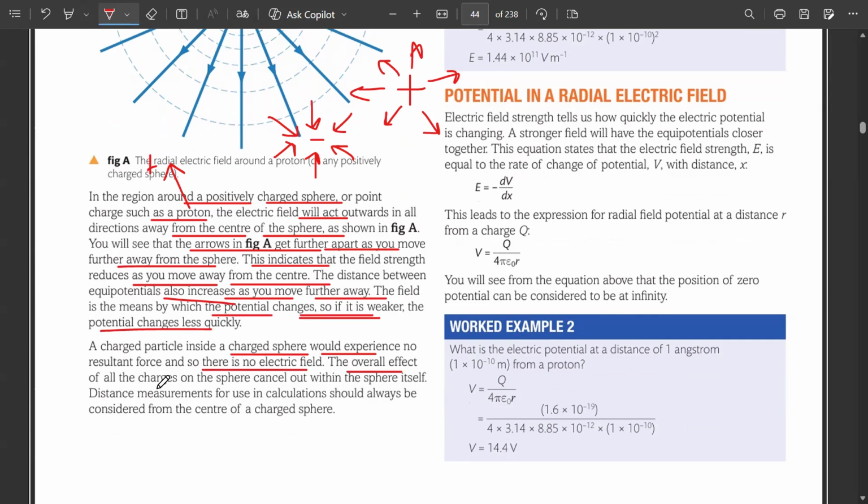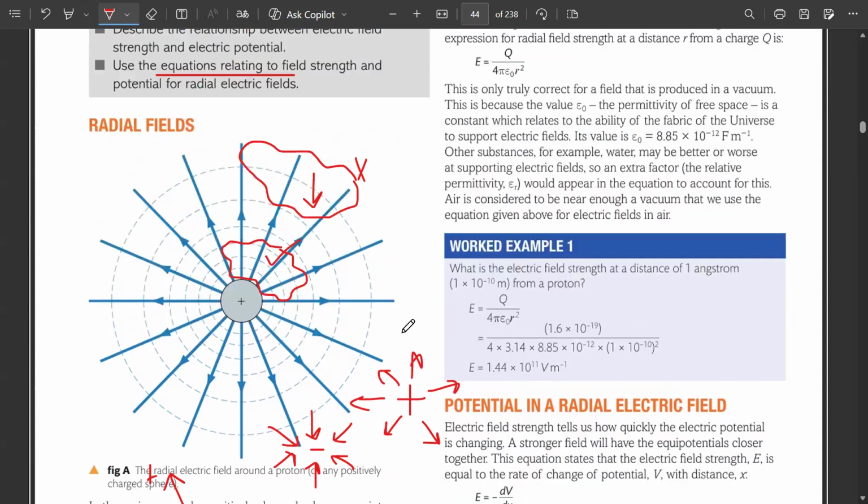The overall effect of all of the charges on the sphere will cancel out within the sphere itself. Distance measurements for use in calculations should always be considered from the center of the charged sphere.